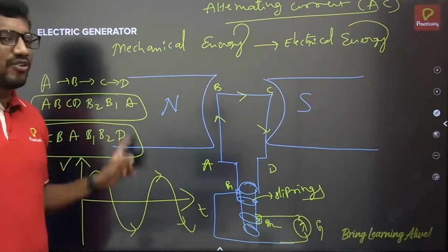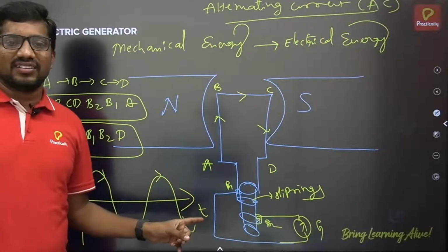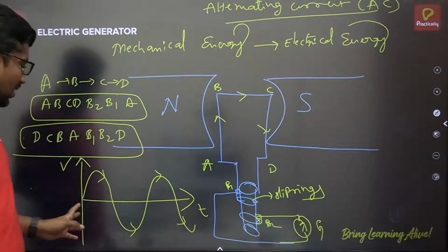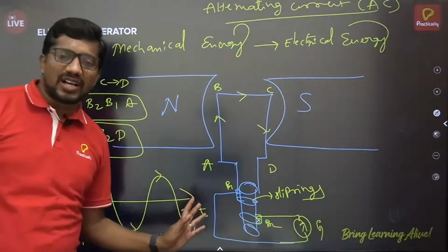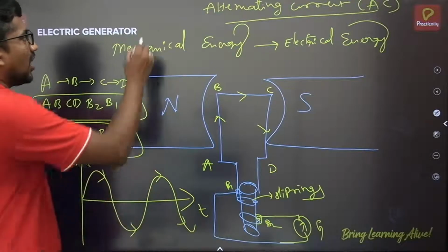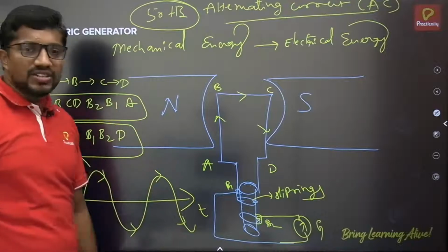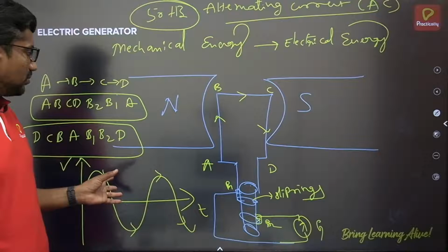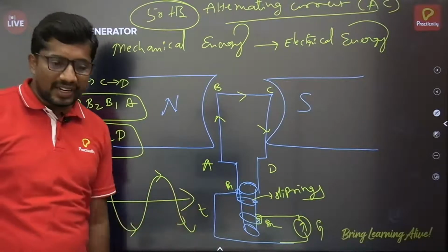For every half rotation, the direction of the electric current induced in the coil will be changing. This is how the voltage output will be, which we are calling alternating current. The frequency of the alternating current that we are using is 50 Hz. So that's how you can explain the construction and working of an electric generator.